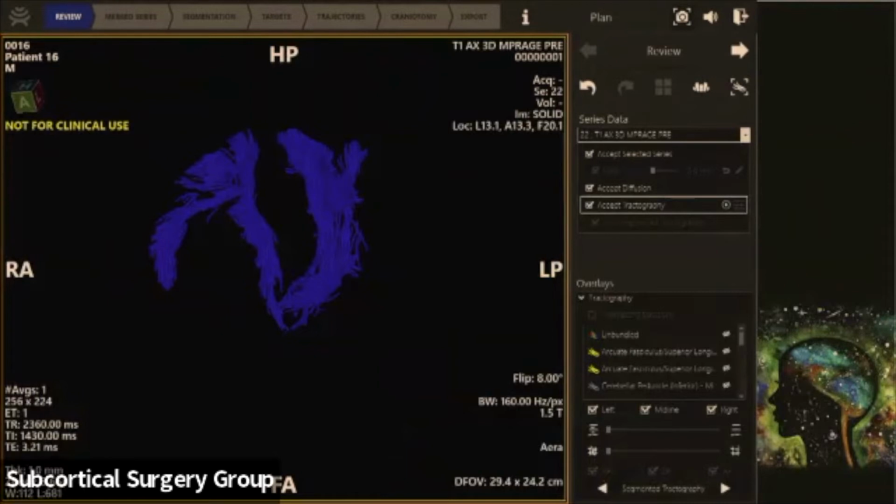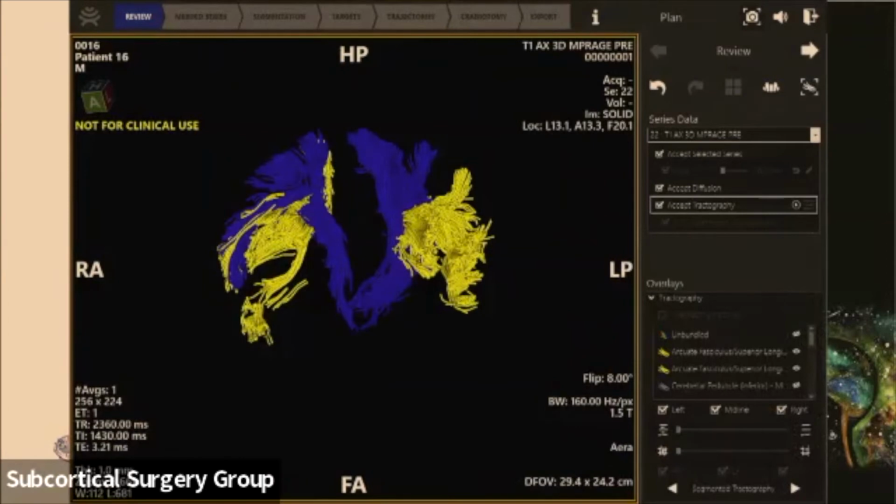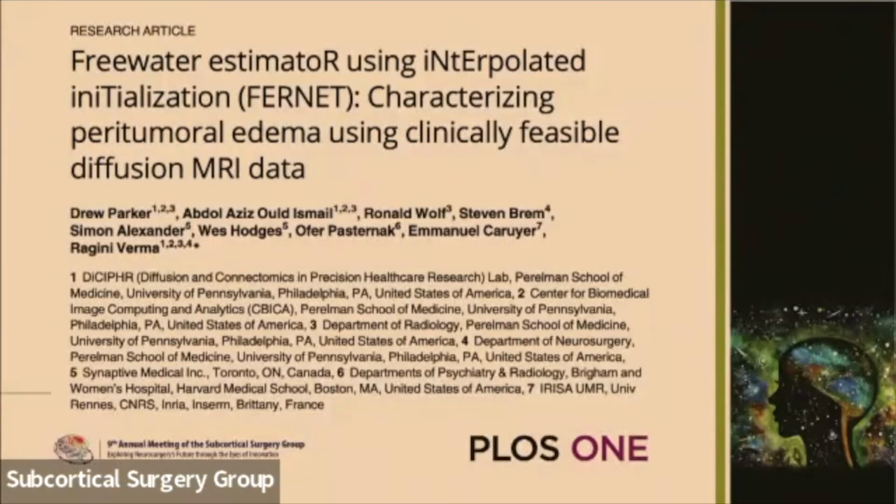Here's a reconstruction using the automated segmentation of just the corticospinal tract before correction and after. So definitely a much richer example of what we can visualize. And then here is an overlay with the SLF and the arcuate. And there it is before and after. Okay, this is based on this fantastic paper, which is worth a careful read for MRI physicists who are inclined. It is the free water estimator using interpolated initialization, or the FERNET protocol.